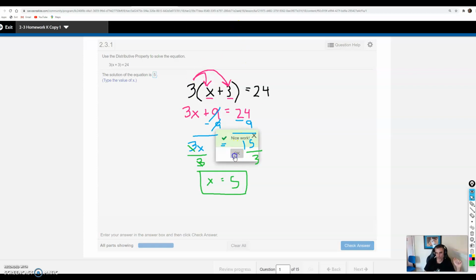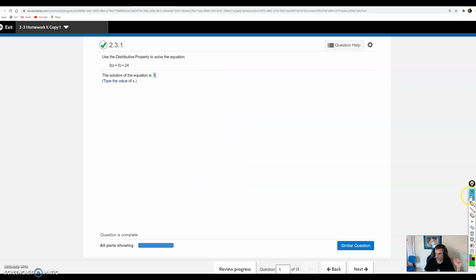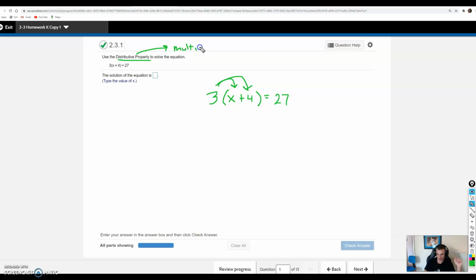Got it. I'm going to do one more really quick because I know I went kind of fast there. I'm going to do another one. 3 times the quantity x plus 4. I'll do it in green this time. So the x and the 4 are inside the classroom. The 3 is my candy. So I'm going to distribute a piece of candy to each kid inside the classroom. And remember, distributive means multiplication. We're multiplying. So I get 3 times x is just 3x, plus 3 times 4 is 12. And then you would go ahead and solve this equation from there.